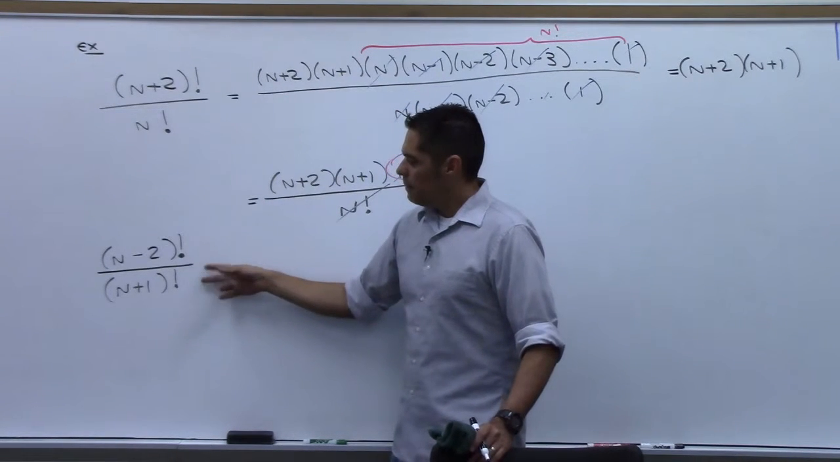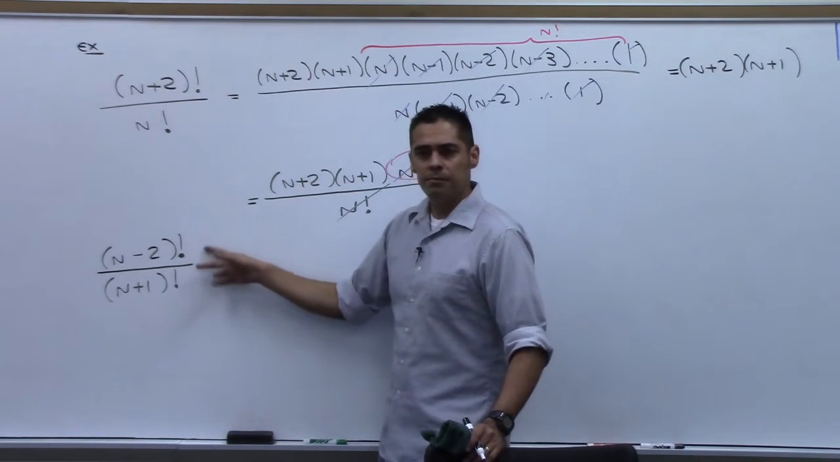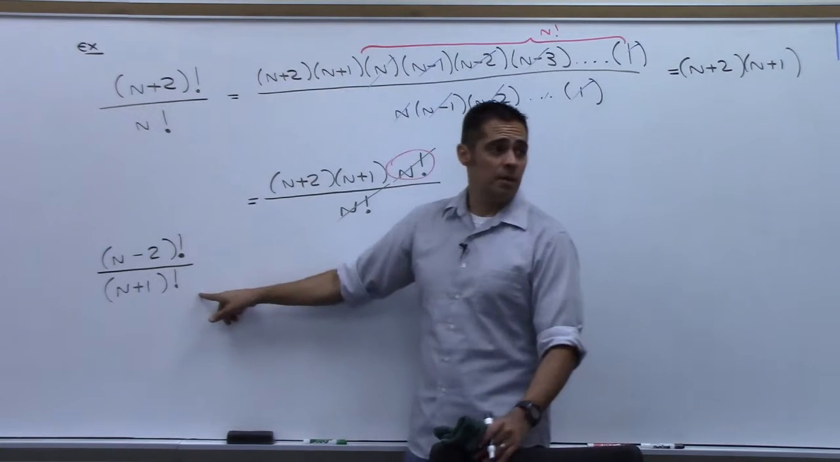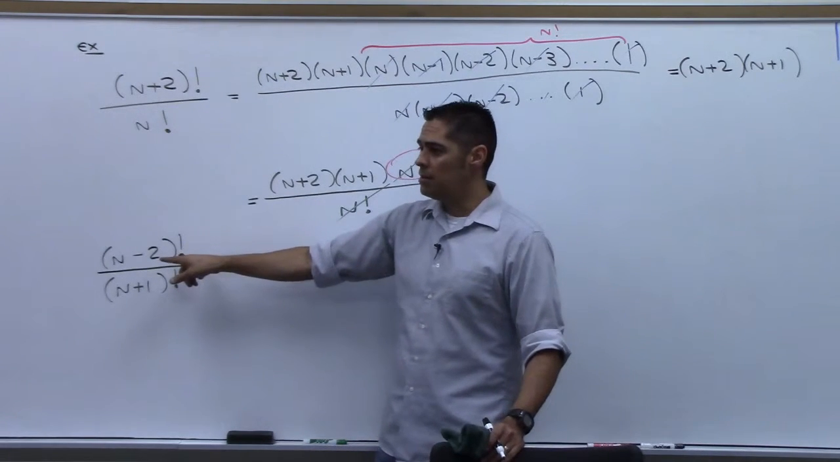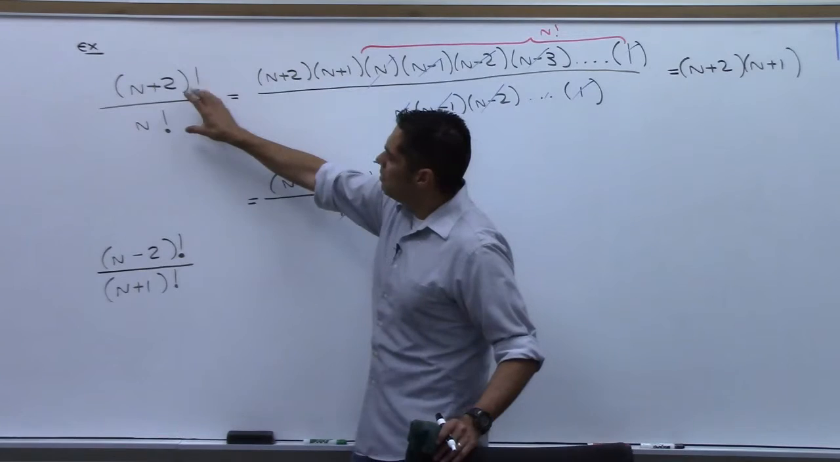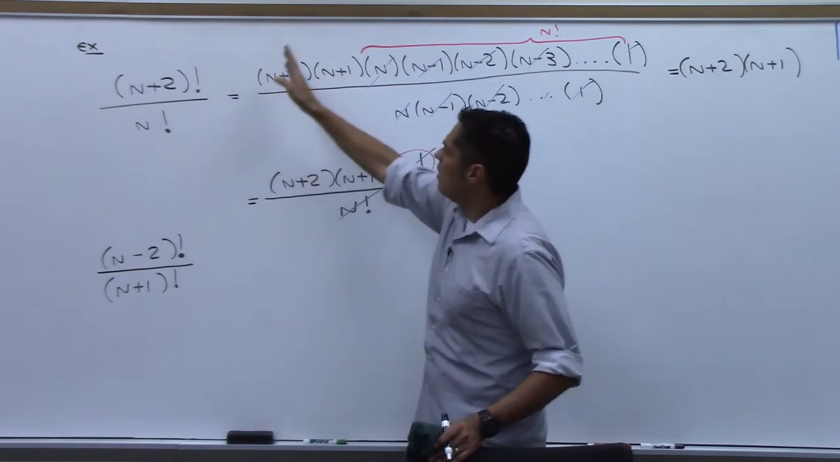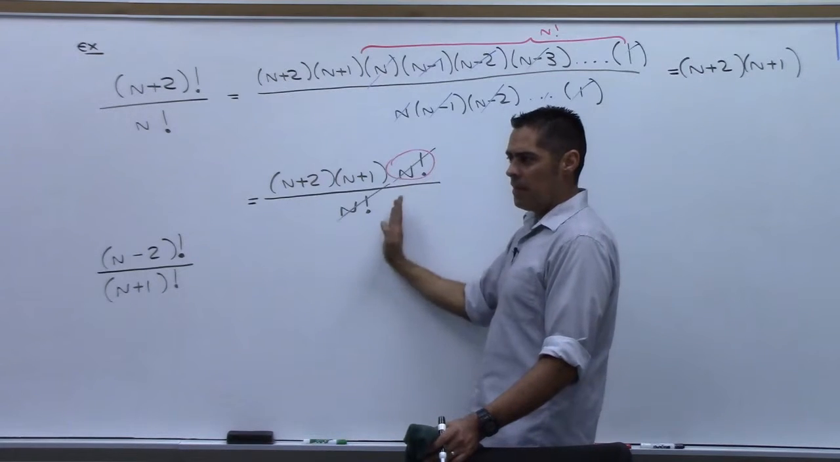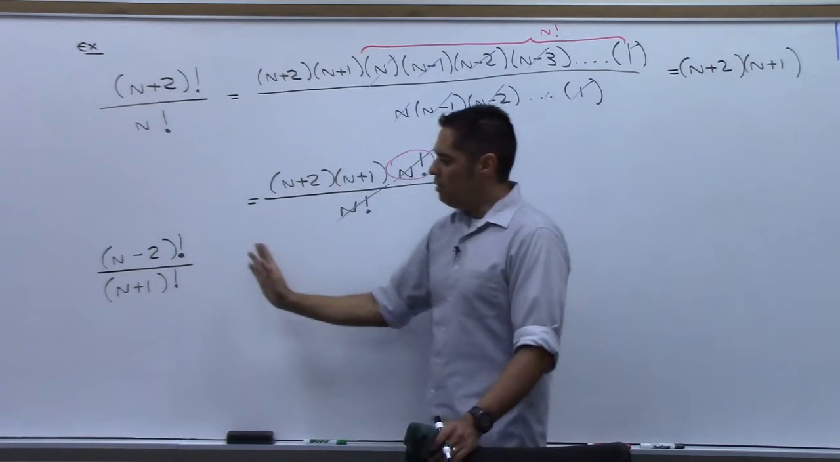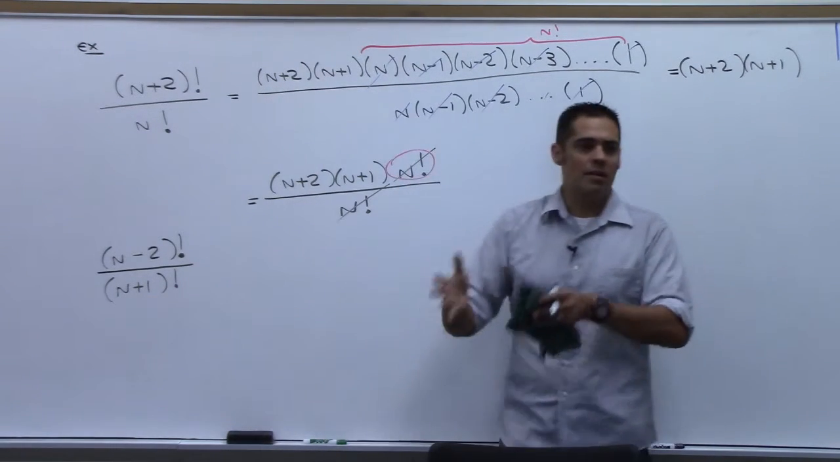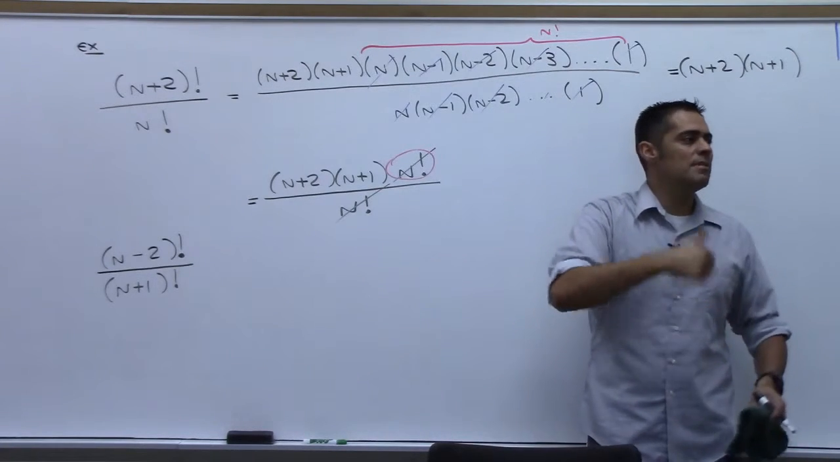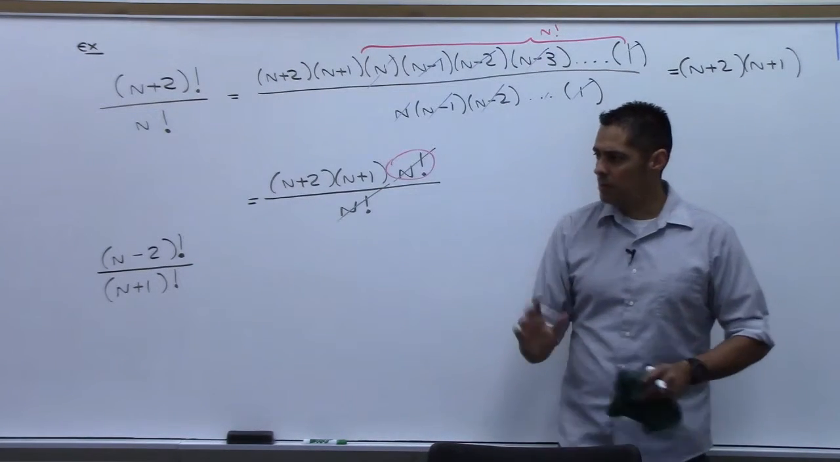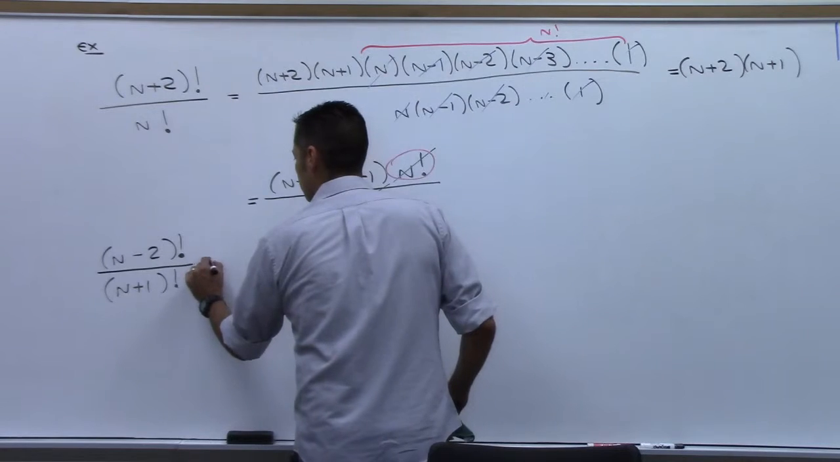Which one of these is bigger, top or bottom? The bottom one's bigger. N plus 1 is bigger than n minus 2, right? See, up here what we did is the bigger one, we started peeling the big one down until it became the smaller one, and then canceled them. So I'm going to start peeling the n plus 1 down until it becomes n minus 2, and that's where I'll stop. So that's correct.